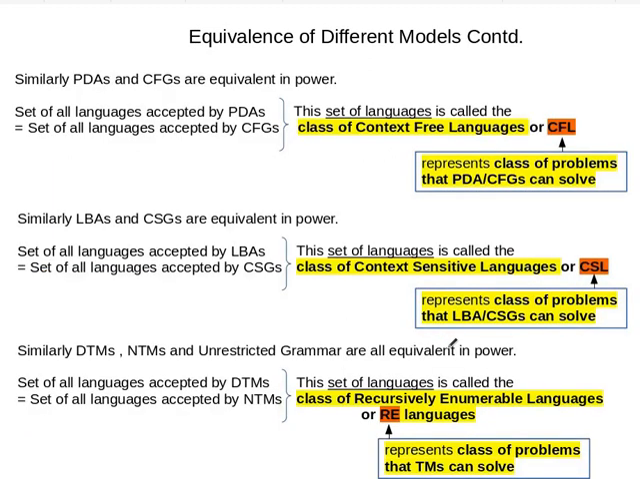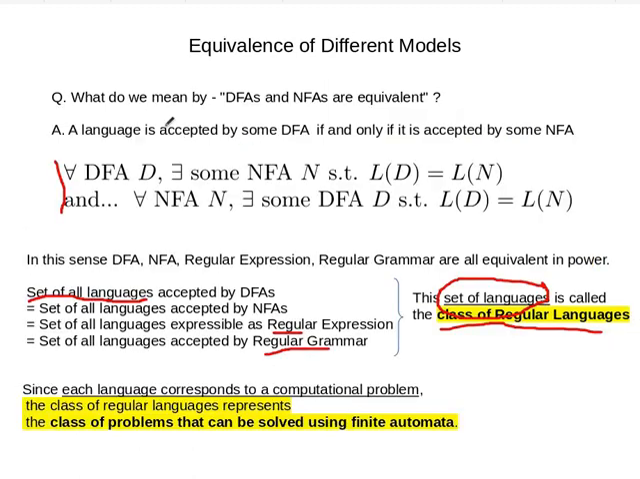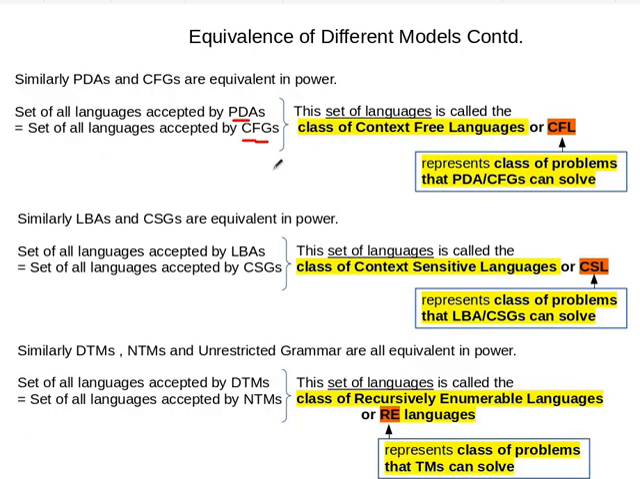Now similarly, there is a model called pushdown automata, which we call PDA, and there is some kind of grammar. We have already seen one example of context free grammar, or CFG. So it's the same thing. If you can accept a language using a PDA, then you can also accept that language using a CFG and vice versa. If you can accept a language using a CFG, then there exists a PDA which accepts the same language, just like before, but here instead of DFA and NFA, you have PDA and CFG.